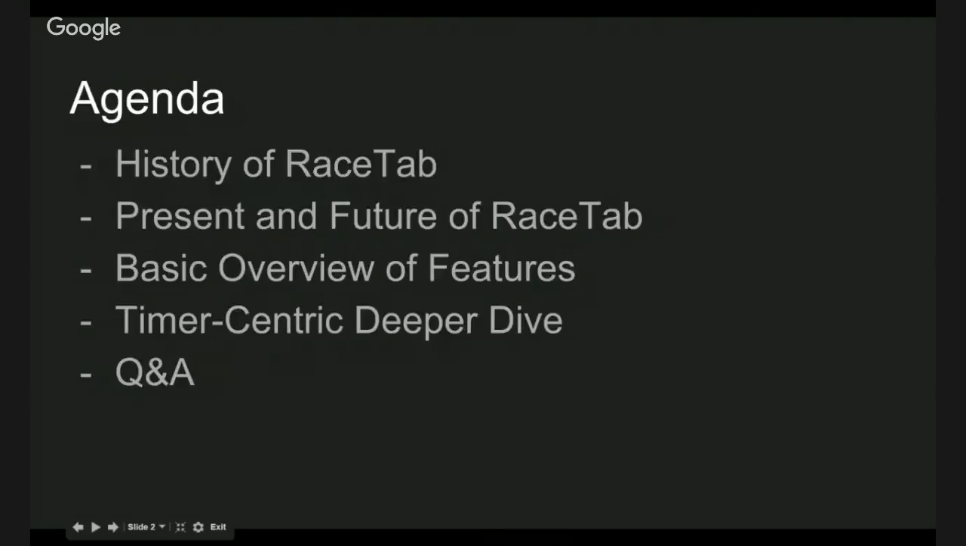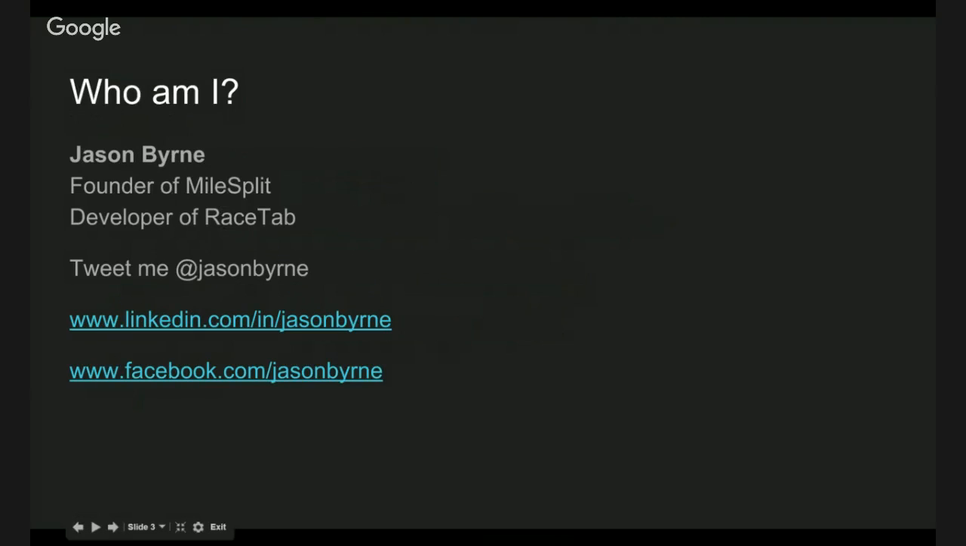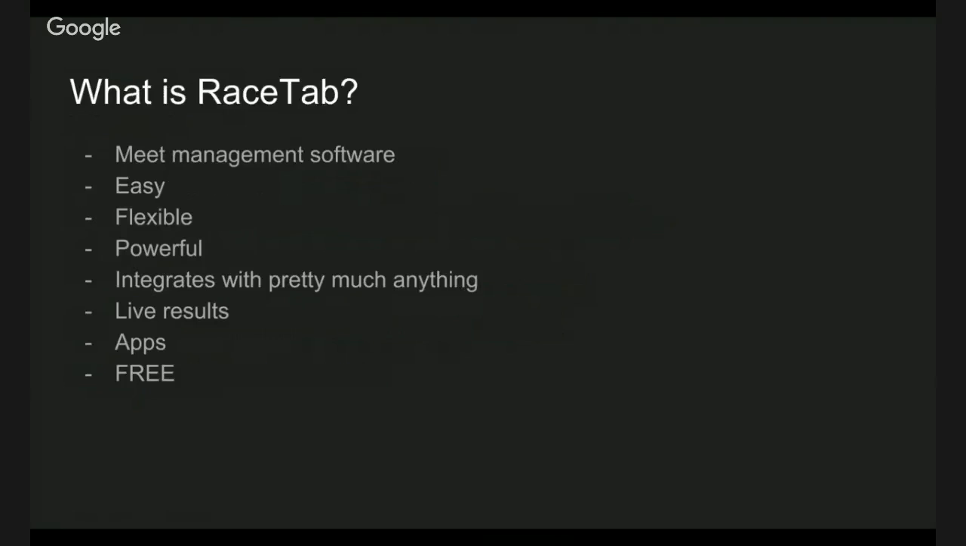If you don't know who I am, my name is Jason Byrne, and I'm the founder of MileSplit. I started MileSplit in 2001, with a precursor all the way back in '97. So I'm old school with the internet and track, and I'm also the developer of RaceTab. If you want to be in touch with me, feel free to tweet me. There's LinkedIn and Facebook. Hook up with me there, and we can chat.